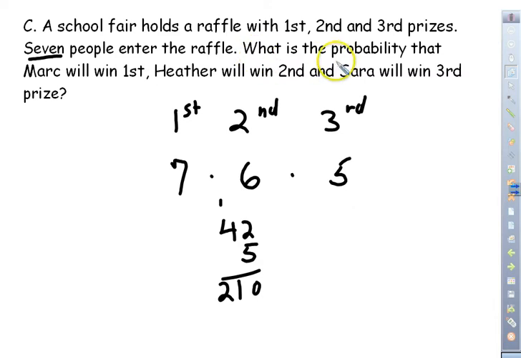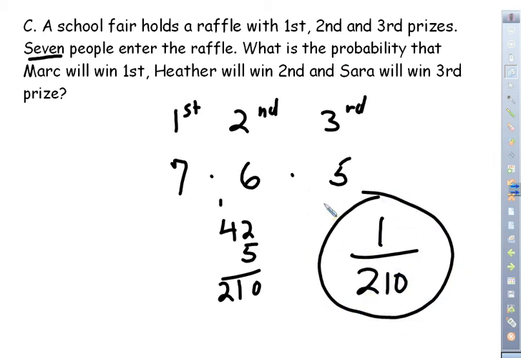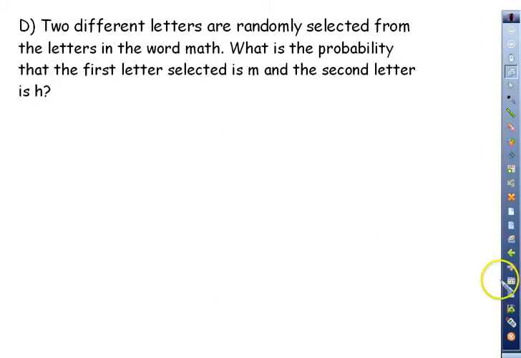Now what you have to look at is the probability that Mark will win first, Heather second, and Sarah third. Well, there's only one possible way. There's only one of these individuals listed. And there's only one possible way that they could be in that particular order. So it's simply 1 out of 210. That's your probability for that answer. Okay? So let's look at the next one.